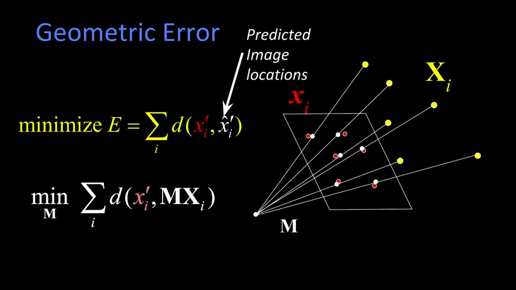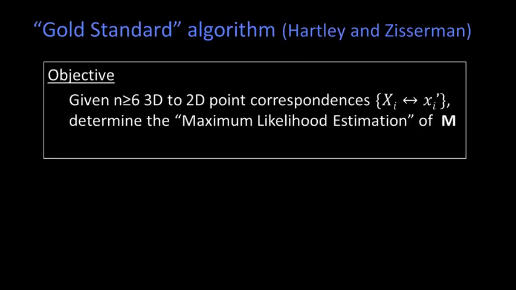And you might do that using your favorite Levenberg-Marquardt or some other way of doing nonlinear minimization. So if you read about this in a book and it says the gold standard, well, the gold standard of this type of work is the book on multi-view geometry by Hartley and Zisserman. What they refer to as the gold standard of calibration is, given some number of points greater than or equal to, but should be greater than 6, where you have 3D to 2D point correspondences, the way to find what they refer to as the maximum likelihood estimate.